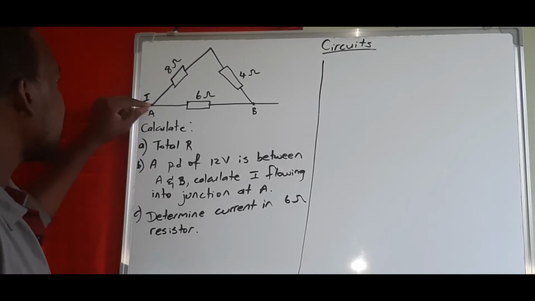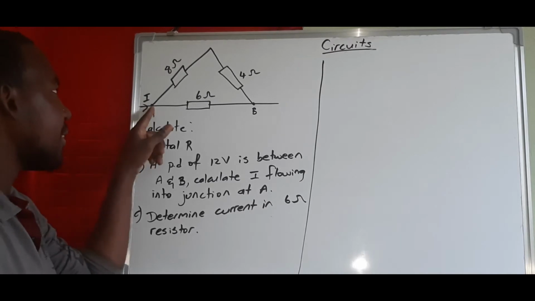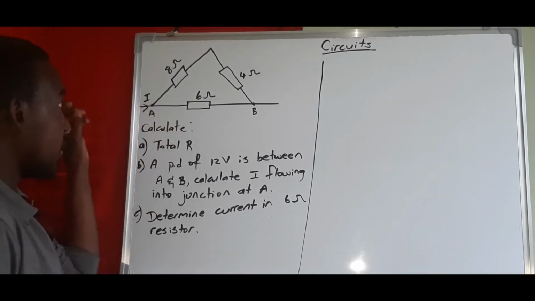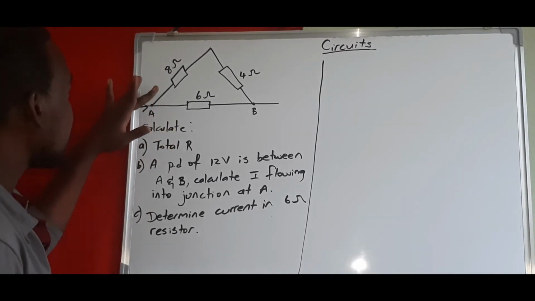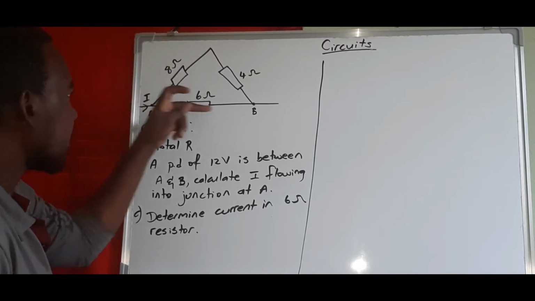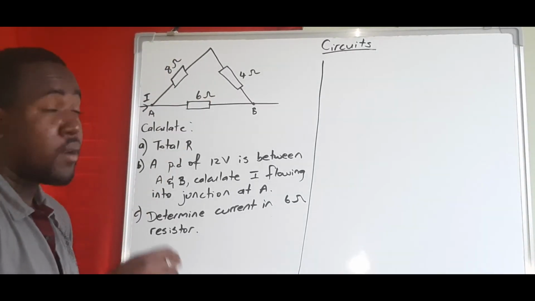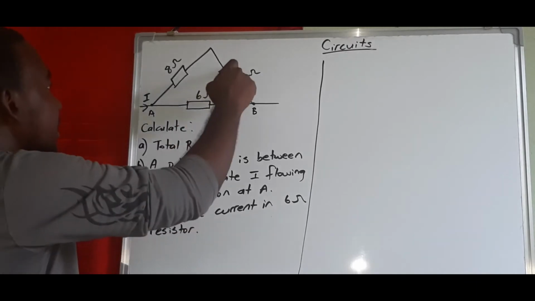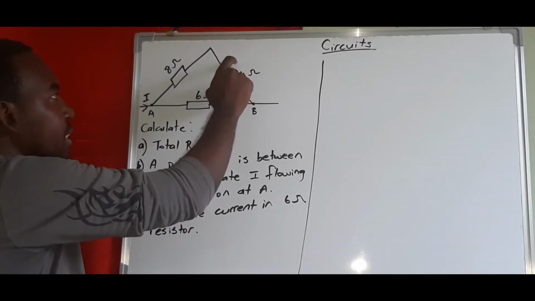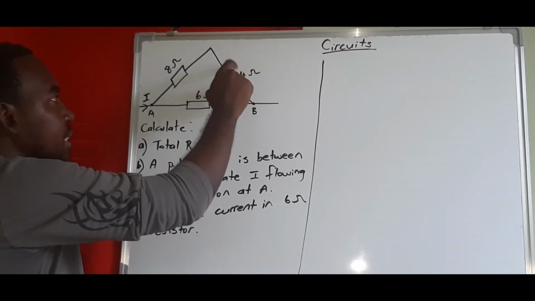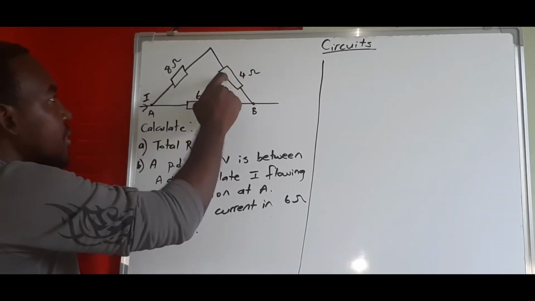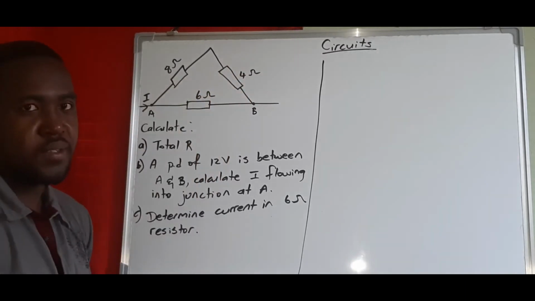So the current goes through point A, right? And we notice at A the current can split. So some current will go up while some current goes there, right? But we also notice that there is another resistor here. So we need to know what's the relationship between this resistor and this resistor, this resistor and this resistor, right?